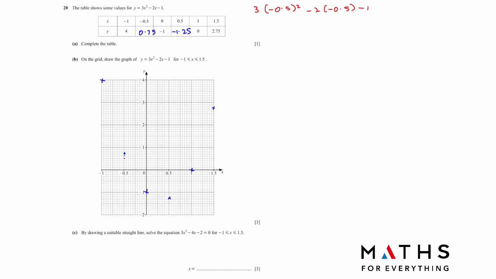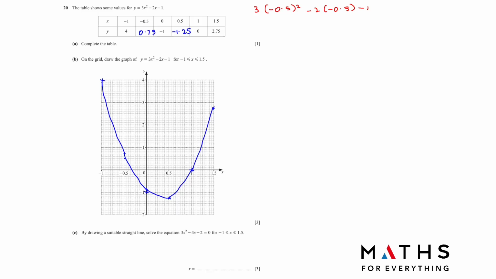Let's draw the shape. Slowly draw the lines. Try not to make a triangle shape. It should be a curve.